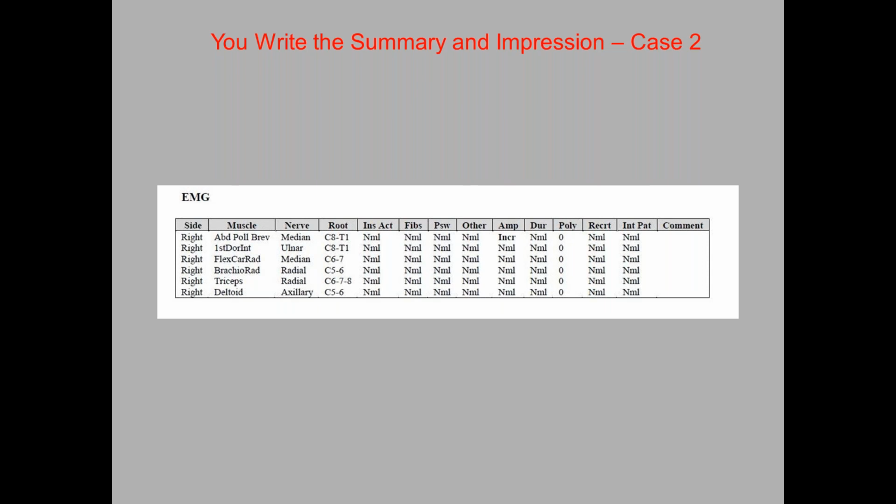Well, there is no except in this one. Increased amplitude. Sure. Oh, man, my eye. It's okay. On my test, it was all normal, except the right abductor, and then bullet point 1, right abductor pollicis brevis exhibited increased motor unit amplitude. Very good.